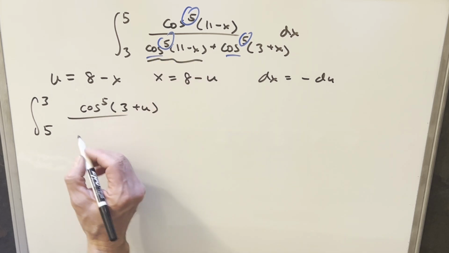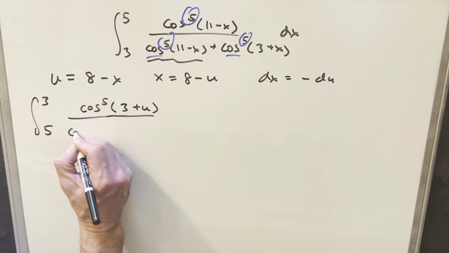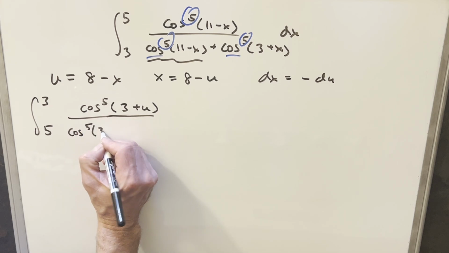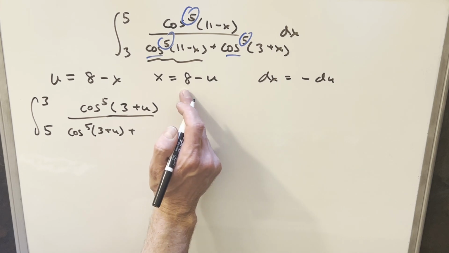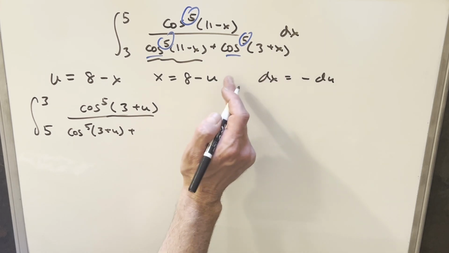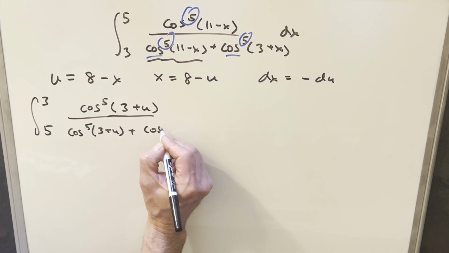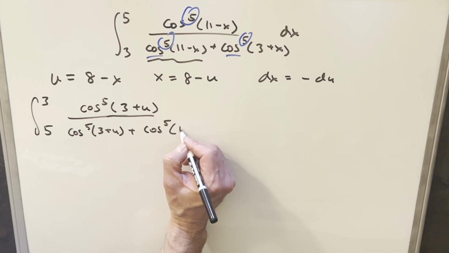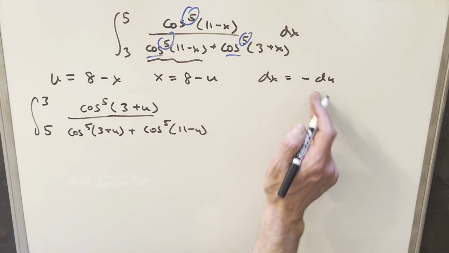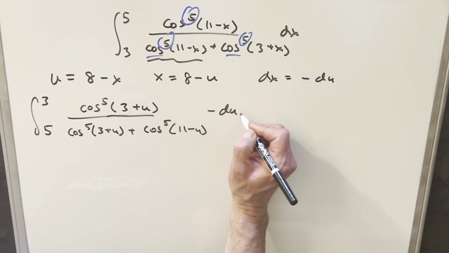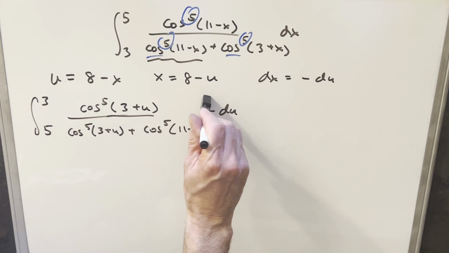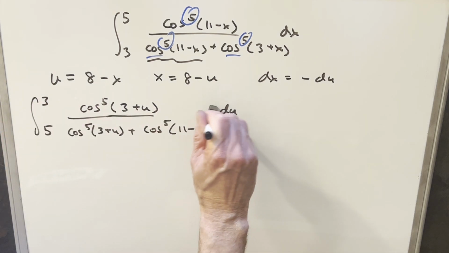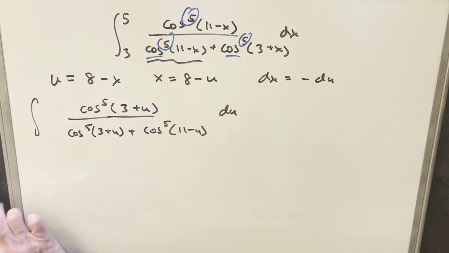Then this term here is exactly the same, so I'm just going to copy down what we just did. Cosine to the fifth, 3 plus u. And then for this one, plugging 8 minus u in here, that's going to give me cosine to the fifth of 11 minus u. Now on the du, let's not forget that we've got this minus sign here. But I'll just take that and use it to flip the bounds. We'll bring it out here, get rid of it, and swap our bounds.